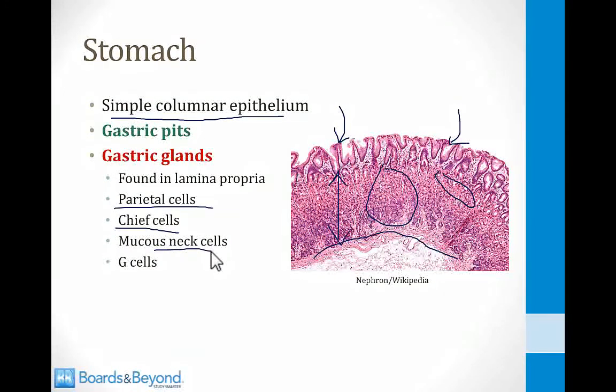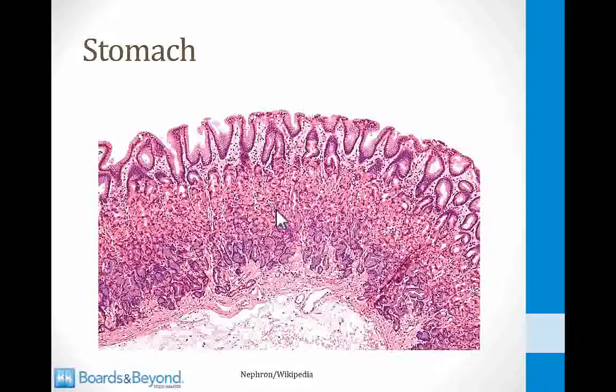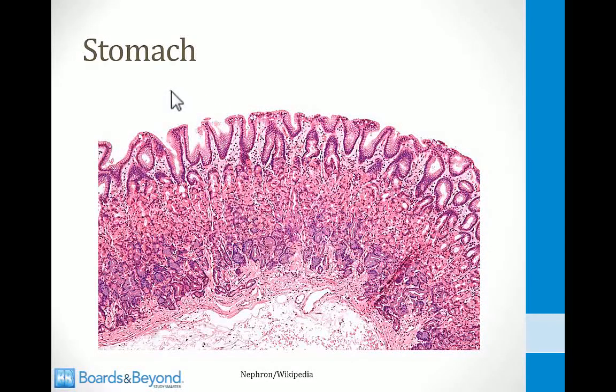Mucous neck cells are found in the glands of the stomach. They make mucus. And then you can also find the G cells in the antrum of the stomach that make gastrin.